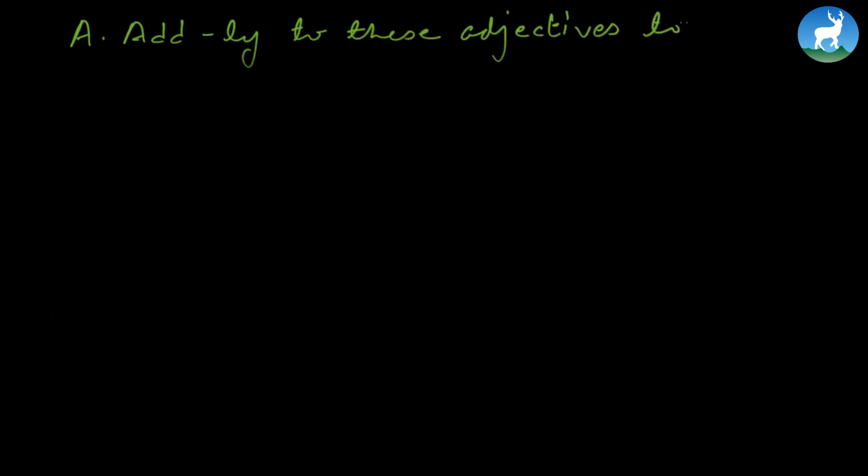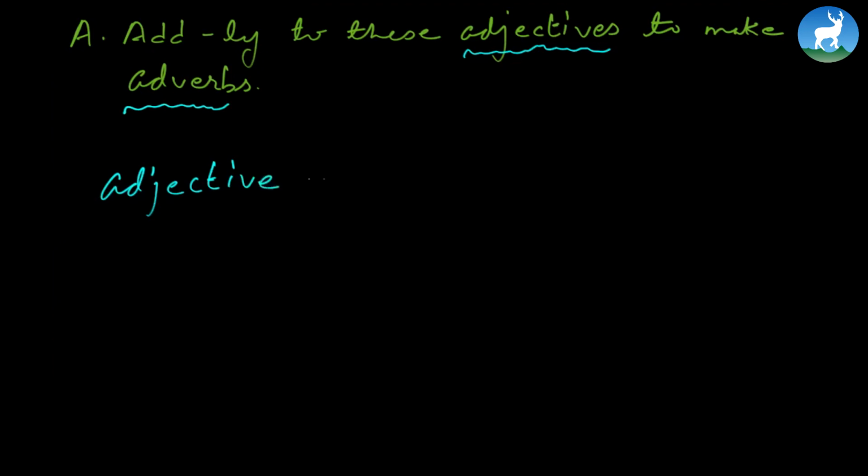Let's proceed further. Now, moving further, we have an exercise, A: Add ly to these adjectives to make adverbs. Adjectives are given here, to make what? To make adverbs. So we have to figure out first what an adjective is. I don't want you to rote learn what an adjective is. It's just simple. Let's understand it in a very simple manner with examples here.